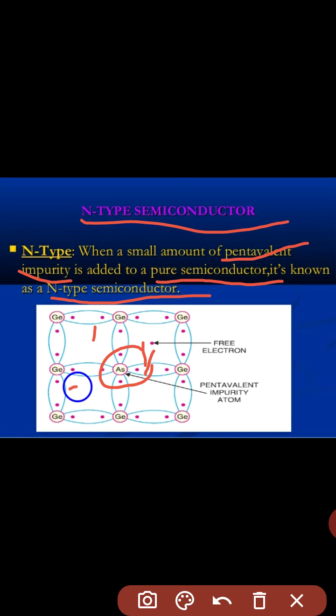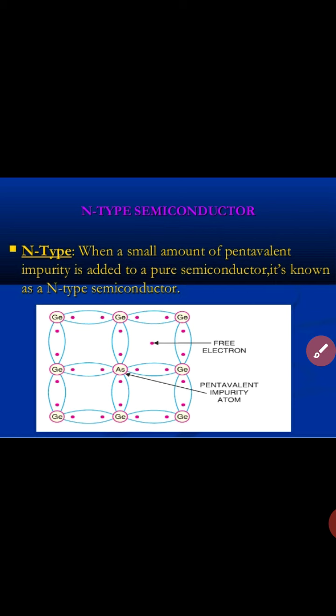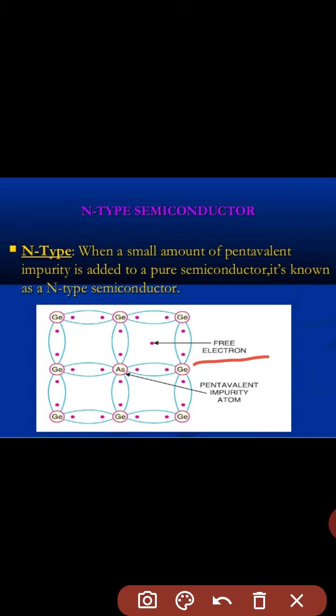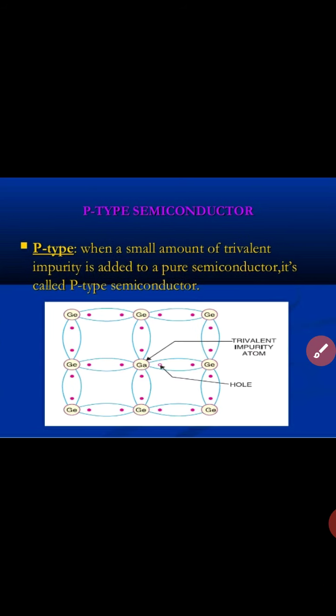This is the first one, second, third and fourth one, and one electron remains extra which is available for the conduction process, and this free electron takes part in constituting the current. So here each impurity atom donates one extra electron for conduction. That's why such impurities are also called donor impurities. Now let us learn about the P-type semiconductor.